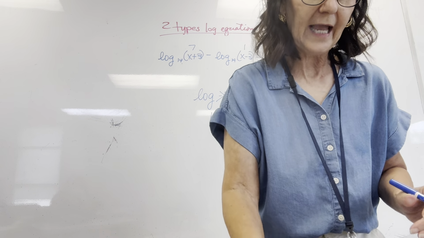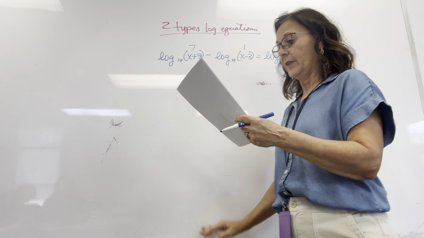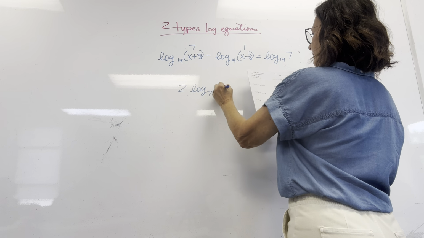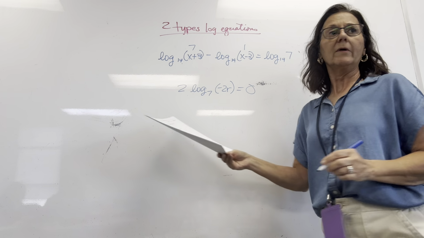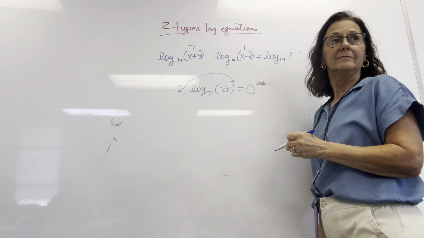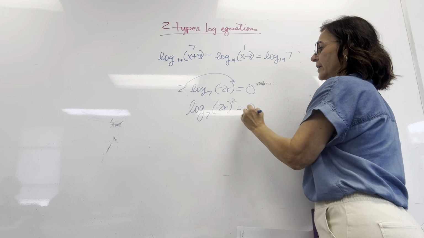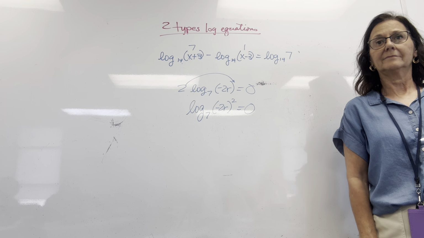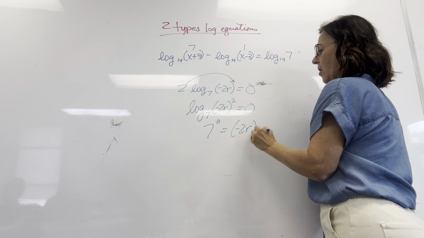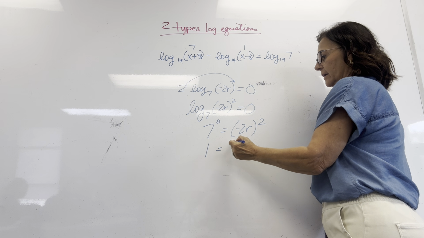All right, now look at example 6. Now what I multiply can be a negative number. What would I do here? Move the 2r to the other side. So log base 7 of negative 2r squared equals 0. 7 to the 0 equals negative 2r squared, and that's 1. So r is 1?